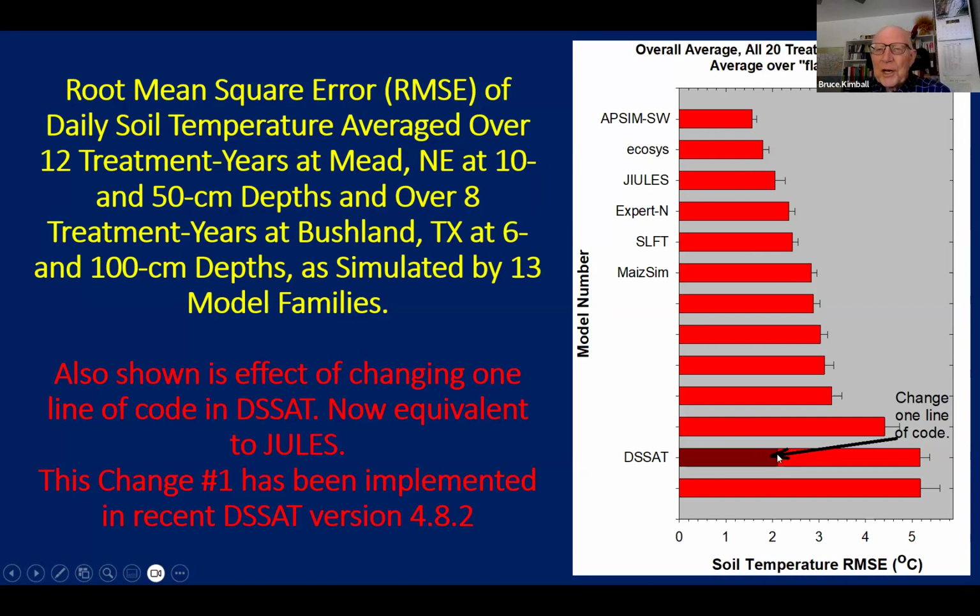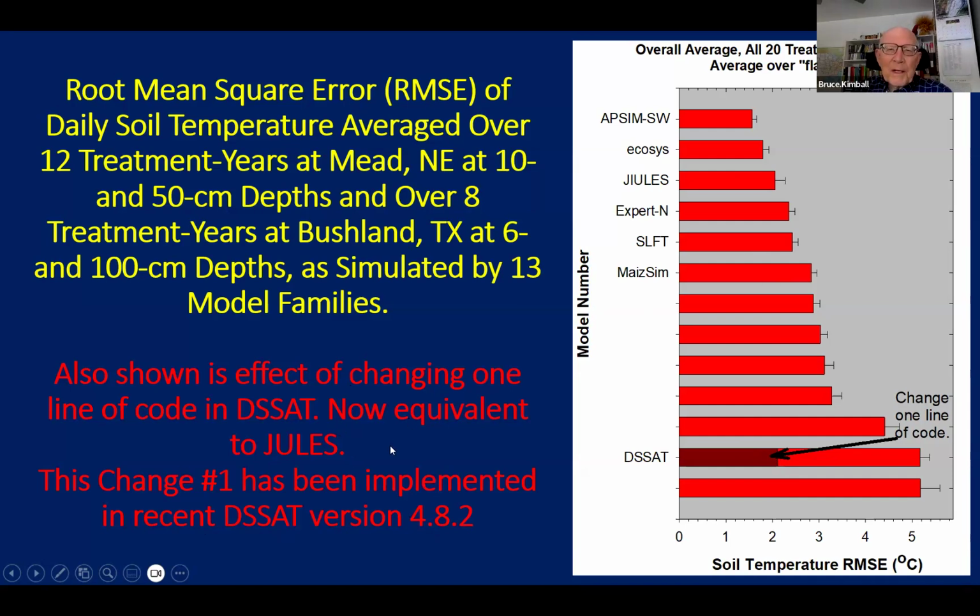Now, this particular change has already been incorporated into the recent DISAT version 4.8.2. So if you're using that, you've got this change already in there. So that's good news right there.